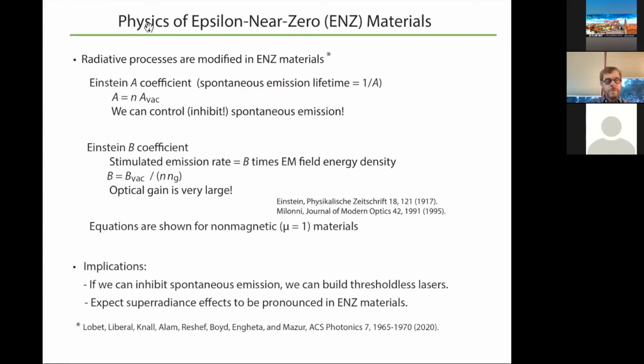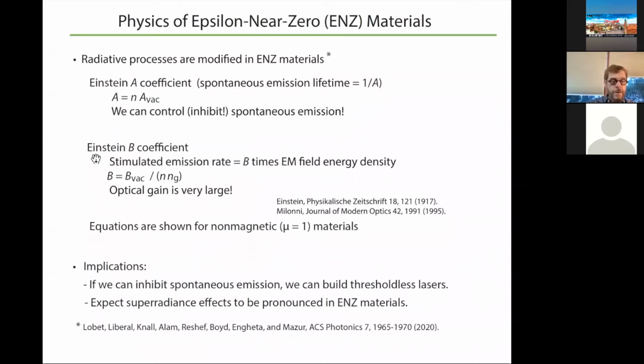The name hadn't changed yet at the time that this paper was written. Okay, so let's talk some more about the physics of epsilon near zero materials. And perhaps most remarkably, radiative processes are modified in ENZ materials. For example, the Einstein A coefficient, which of course is the inverse of the spontaneous emission lifetime, is given by its value in vacuum times the refractive index. So that means that we can control spontaneous emission by placing the quantum emitter inside of a dielectric.